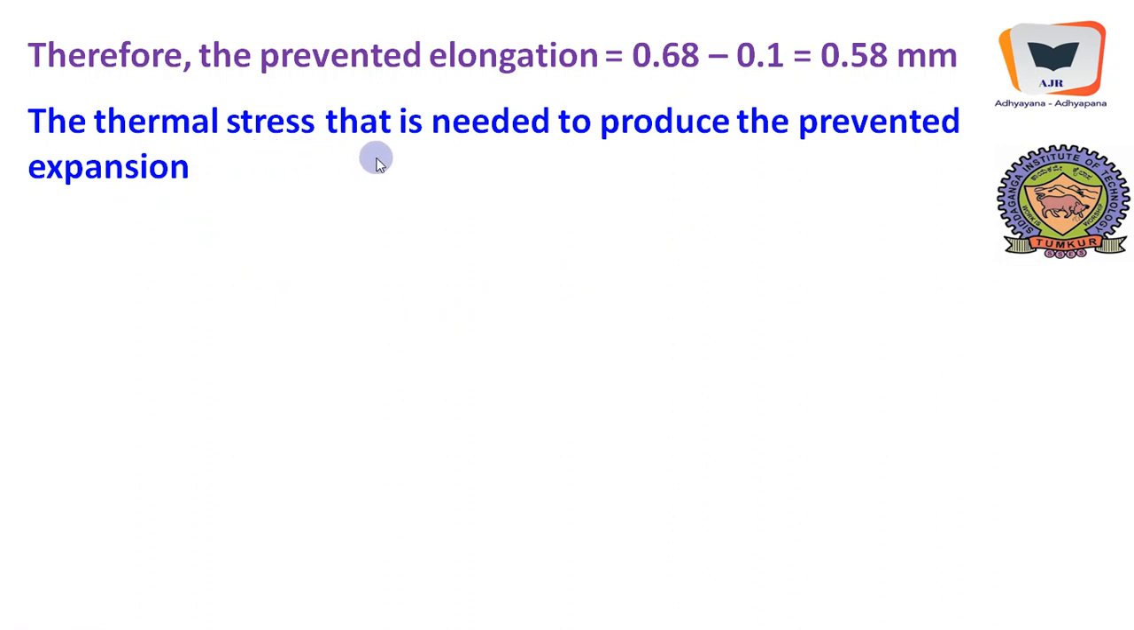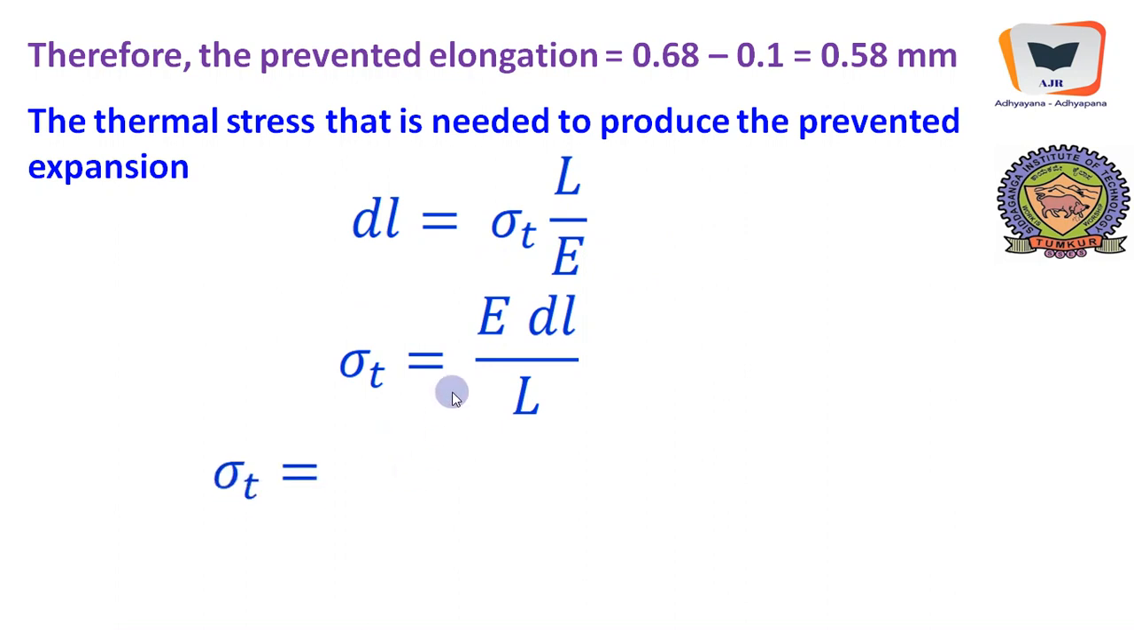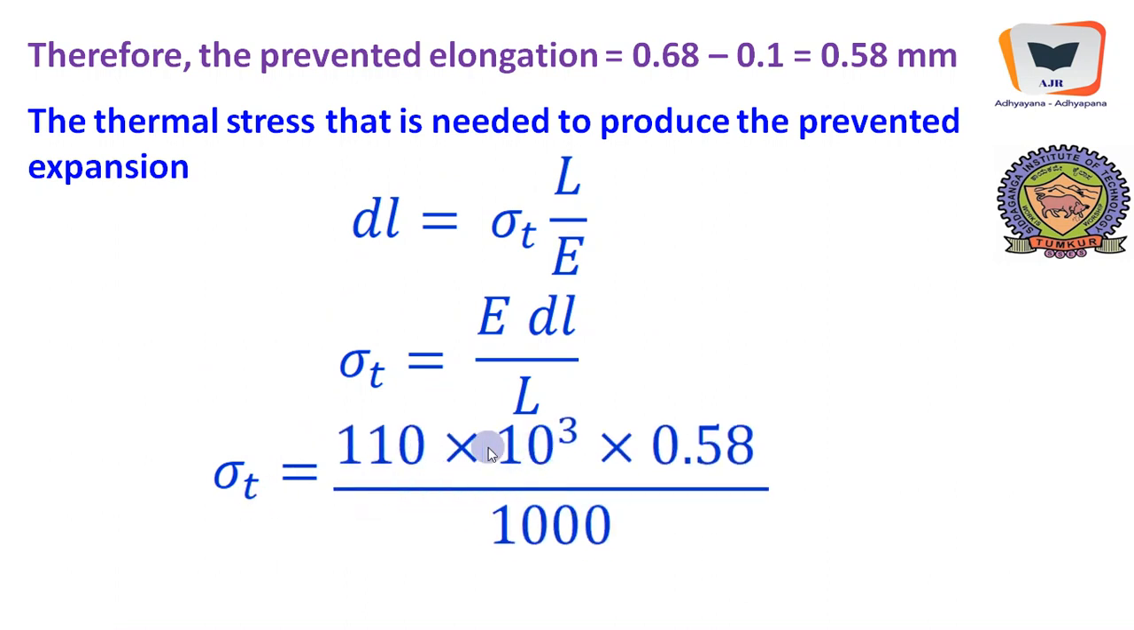The thermal stress that is needed to produce the prevented expansion of 0.58 millimeter is given by delta L equal to sigma T into L by E. With a small tweaking of this formula, sigma T is therefore equal to E delta L by L, and we substitute the values over here. E is 110 into 10 to the power of 3 MPa, 0.58 is the change in length owing to prevented expansion, and the original length was 1000 millimeter.